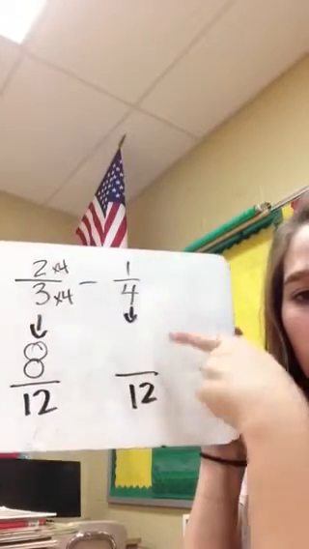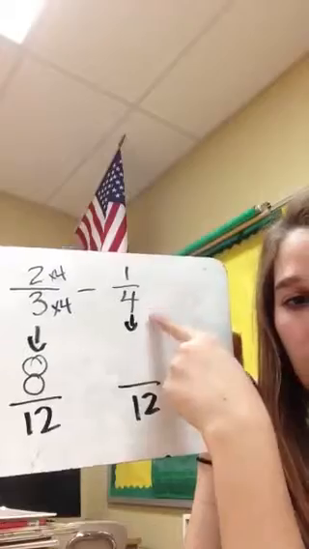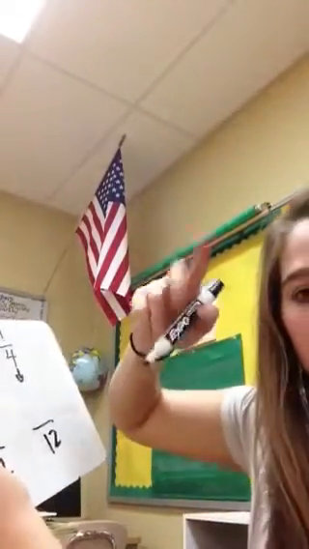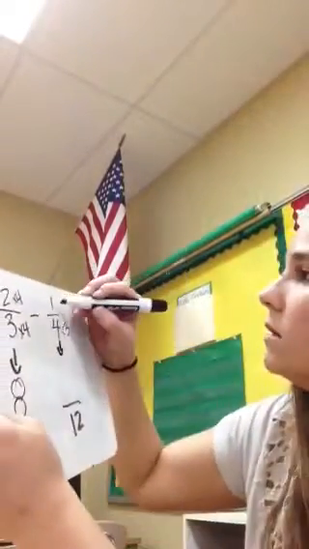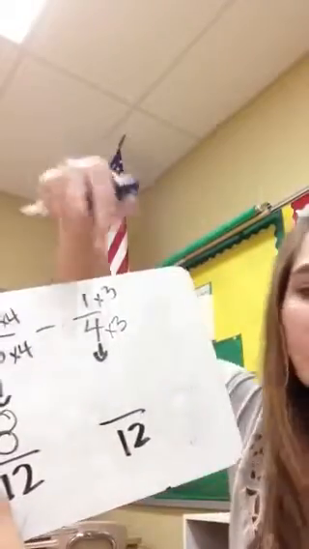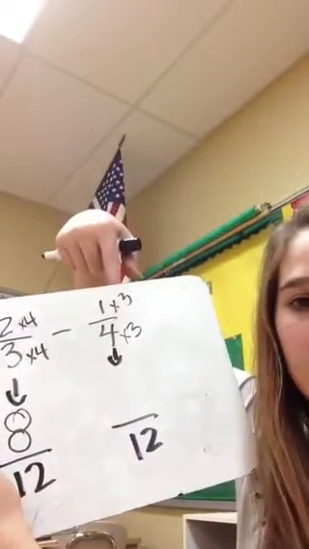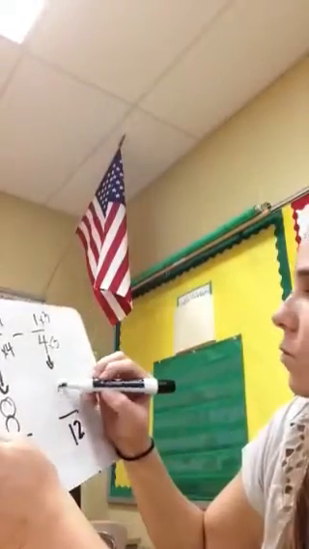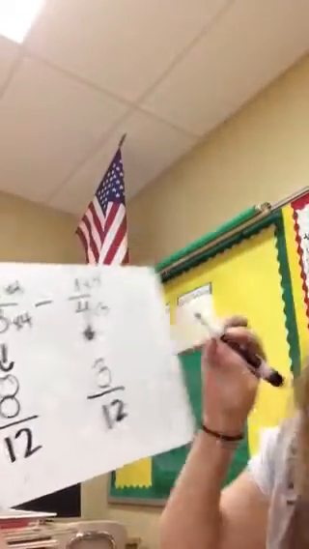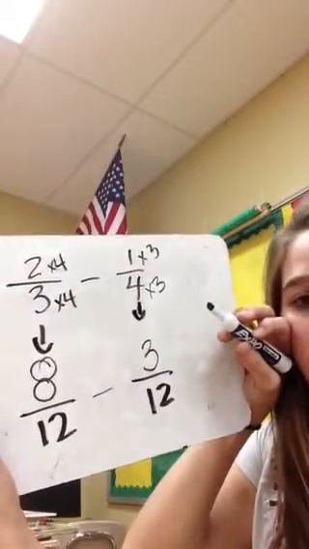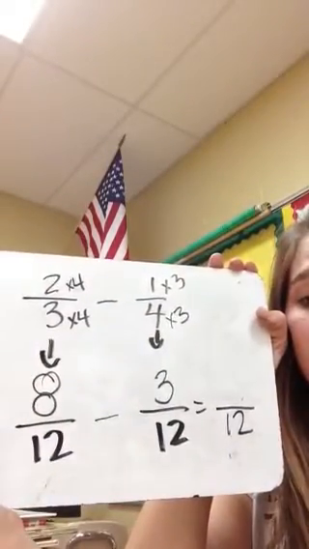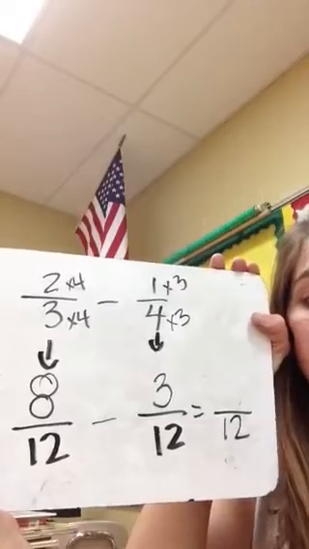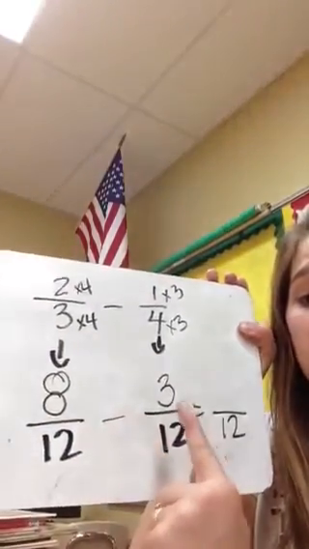Now let's look at our other fraction. How did I go from a 4 to a 12? How do I get from a 4 to a 12? 4, 8, 12. I multiplied times 3. And whatever I do to the bottom, I have to do to the top. So I have my new denominator already. 4 times 3 is 12. To get my new numerator, I'm going to do 1 times 3, which is 3. So now I have 8/12 minus 3/12. Since we already got the denominators the same, we want our answer to have that same denominator. So now I can just add or subtract the numerators. In this case, I'm subtracting. So 8 minus 3 is going to give me 5/12.